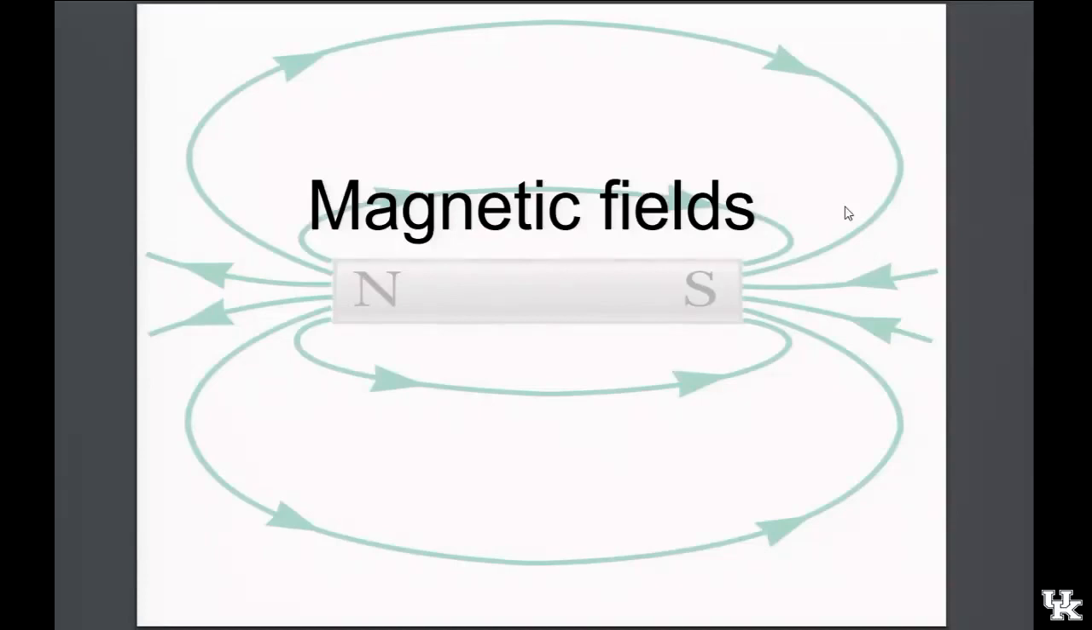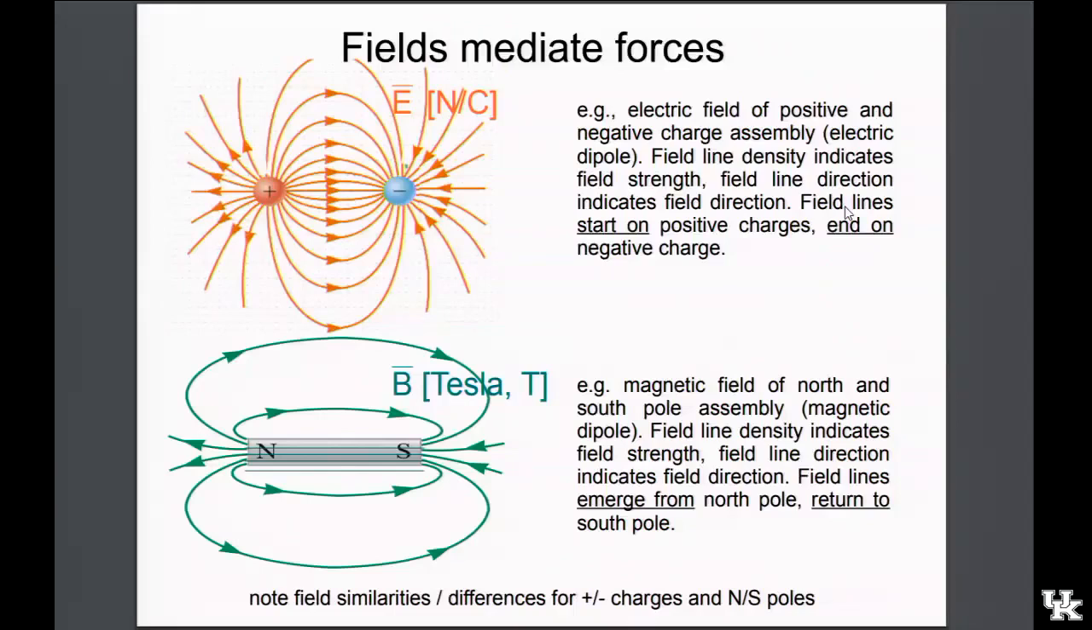So I want to talk about magnetic fields, the properties and characteristics of magnetic fields. I want to compare them to electrical fields, the properties and characteristics of electrical fields. So let's do that. On this slide here, I'm comparing the electrical field upstairs on the left here of an arrangement of charges with the magnetic field downstairs here of a bar magnet with a north and a south pole.